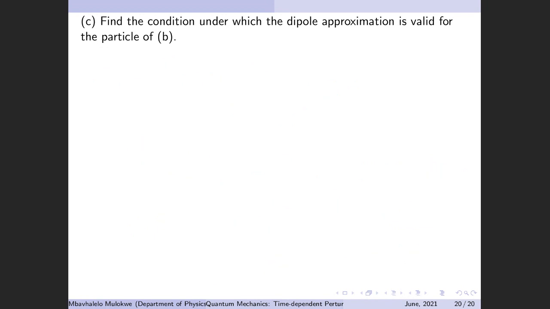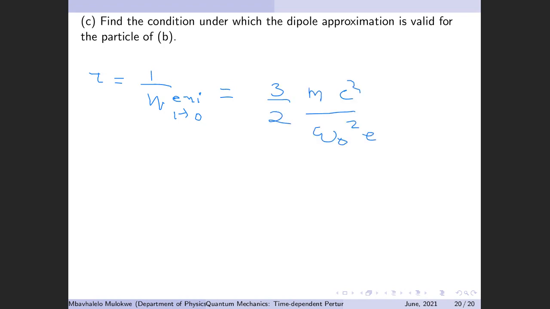Then the lifetime is just the inverse of the rate of spontaneous emission. So I'm going from 1 to 0, which I calculated previously. This gives you 3 over 2 m squared over omega naught squared e squared, giving me 1.5 times 10 to the 5 second, which is not second squared, 0.1. I'll write everything out in the slides, 10 to the minus 5.